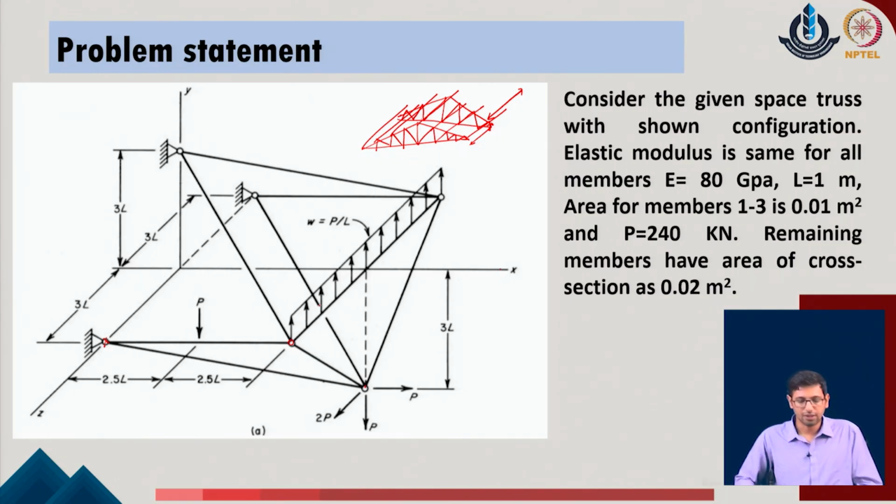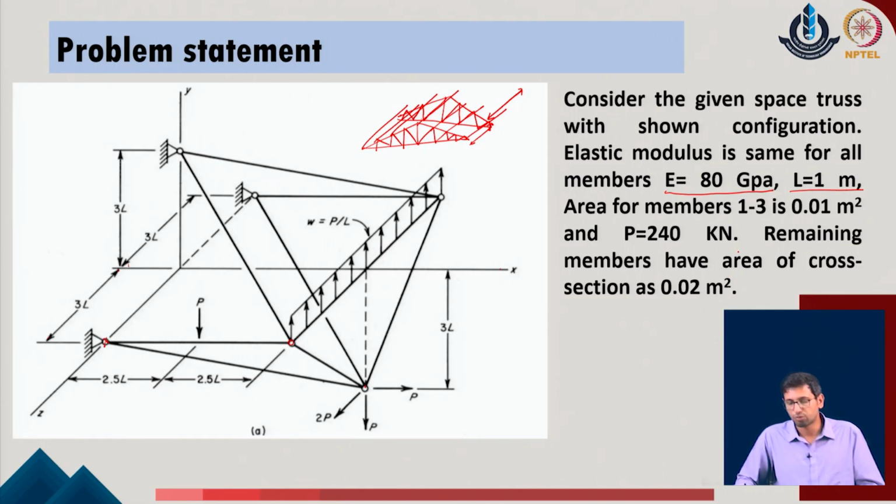So as we said, in this problem we have the given members which are identified. The elastic modulus of the material, all the materials are of the same make, is defined as 80 GPa. The L value is defined as 1 meter. Individually in the analysis, this dimension is 3L, this is also 3L, this upper height is also 3L. So this way multiple dimensions are located with the value of L being 1 meter.